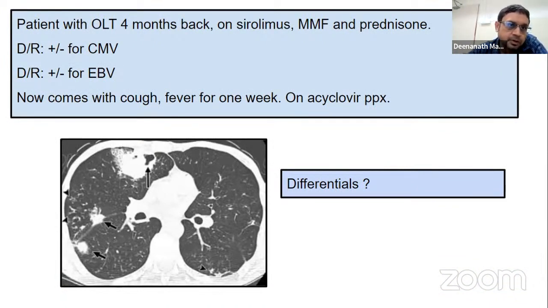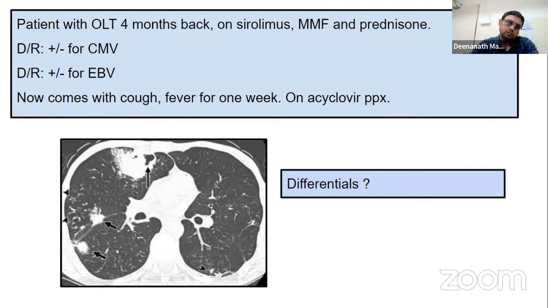So my first patient is a patient with liver transplant 4 months ago, who was on sirolimus. This is, I think, a case from last year, who was on sirolimus, mycophenolate, and prednisone. So if you look at his donor recipient sero status, he was donor positive, recipient negative, which is a very uncommon pattern in India. Most of our recipients are actually CMV seropositive. So this is one high risk category: donor positive and recipient negative as far as CMV is concerned. And the same thing for EBV: donor positive, recipient negative.